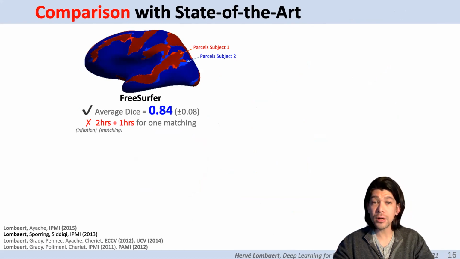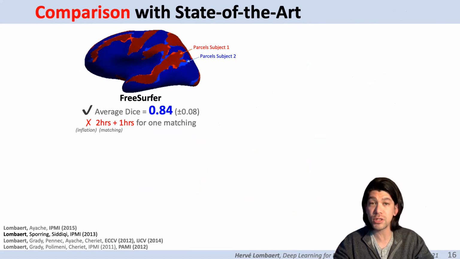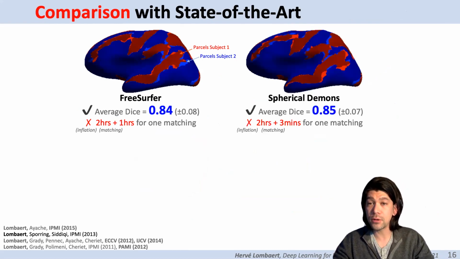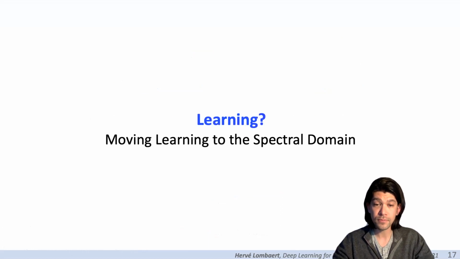So in terms of results here, FreeSurfer is the typical inflation method that we were mentioning. That's what is typically used in brain matching. 84% performance. Spherical demons, that's another one, 85. And then spectral matching, 83. So 83, 84, 85 is more or less the same thing to me. But what really matters to me is the drastic speed improvement here, from a few hours to less than a minute.